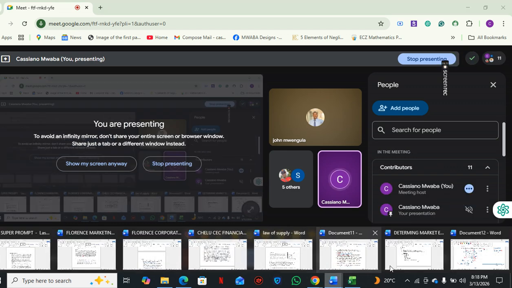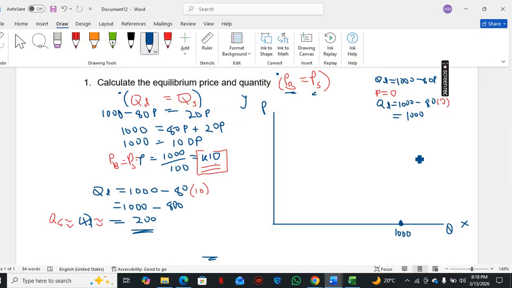Okay, then next, we're going to say, okay, what about when QD is 0? When QD equals 0, what will be the price?